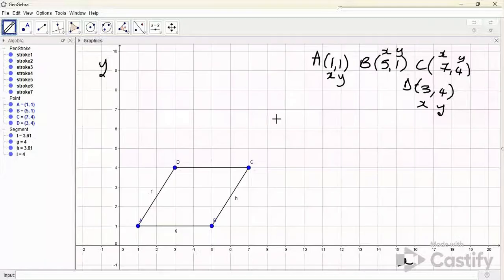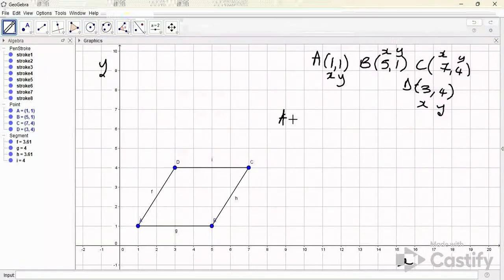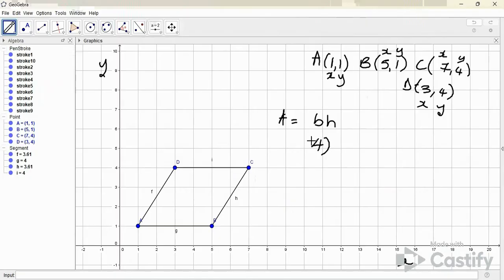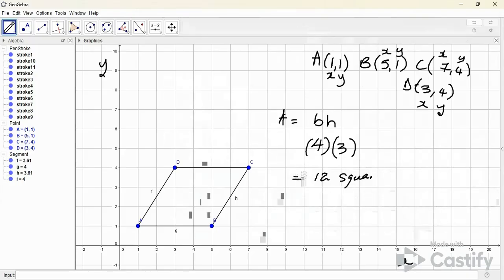So a parallelogram, the area of a parallelogram is equal to the base times the height. Base is going to be 1, 2, 3, 4. And your height is going to be 1, 2, 3. So the area of this parallelogram is equal to 12 square units. Remember, you can also just count the squares inside, and you do half. We make the halves into 1 and you count the wholes as 1.